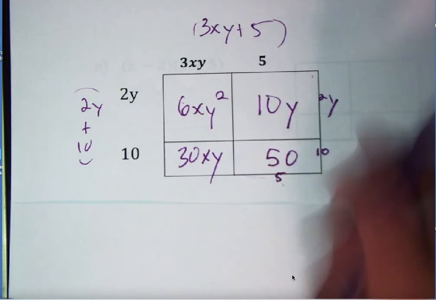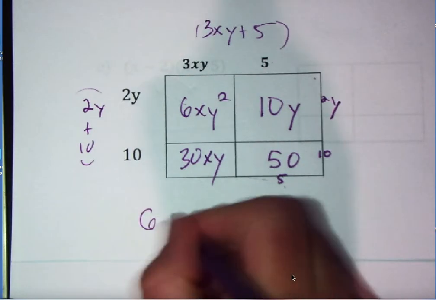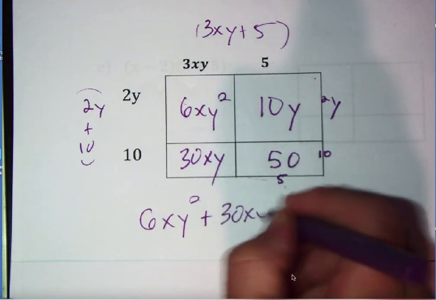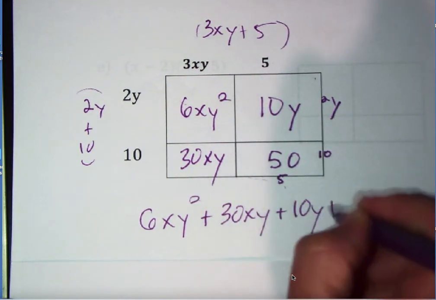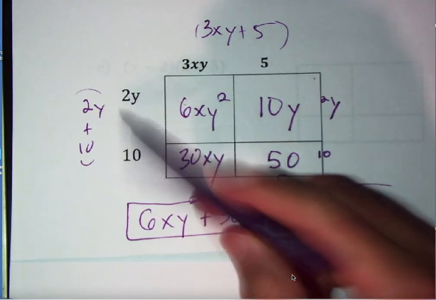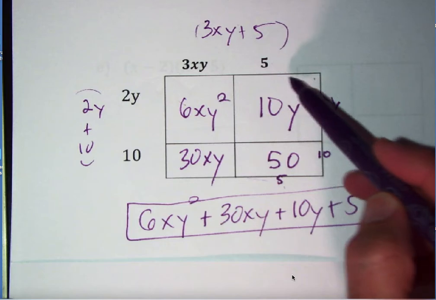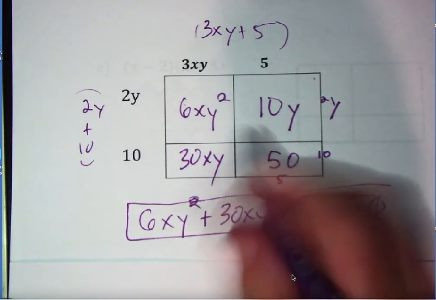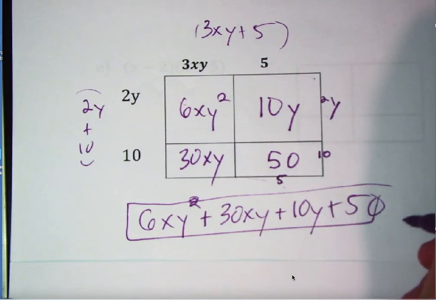And how do we say the area of this whole thing? Well, we just add it up. Kind of add up all the pieces. And there we go. What is 2y plus 10 times 3xy plus 5? Well, it's this. It's these four products.